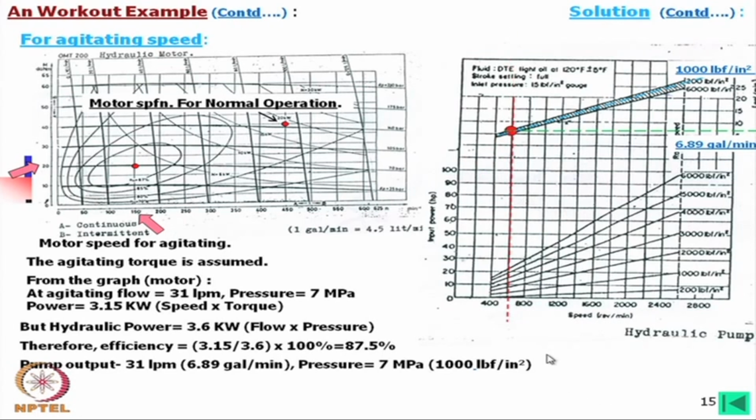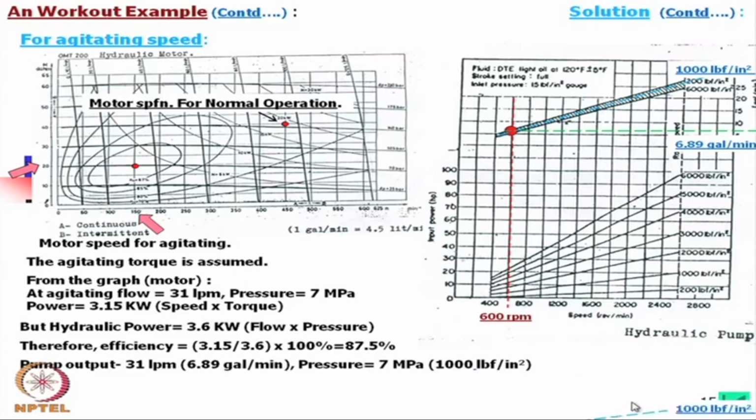If you have any idea about this engine, an industrial diesel engine or so, you will find normally 600 to 700 rpm is their idle speed. So, at 600 rpm, even if the truck is not moving, we can have that speed and we can have that power for the purpose of agitating.